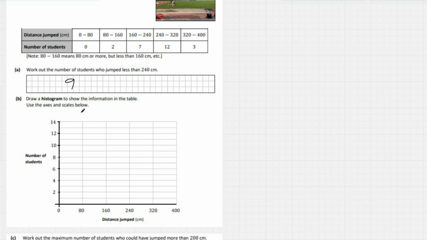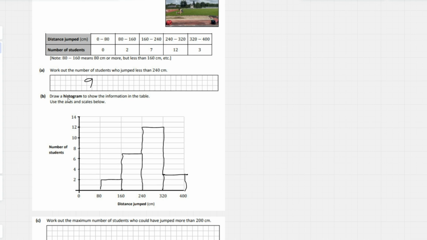For part B, we have to draw a histogram to show the information in the table. We have to use the axes and scales below. Now let's have a look at how we have drawn this histogram.